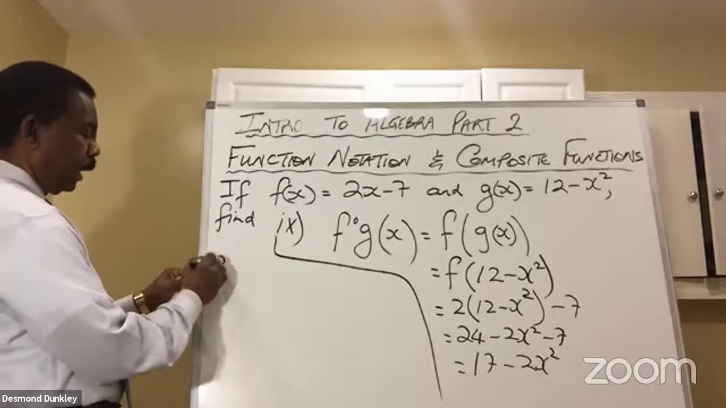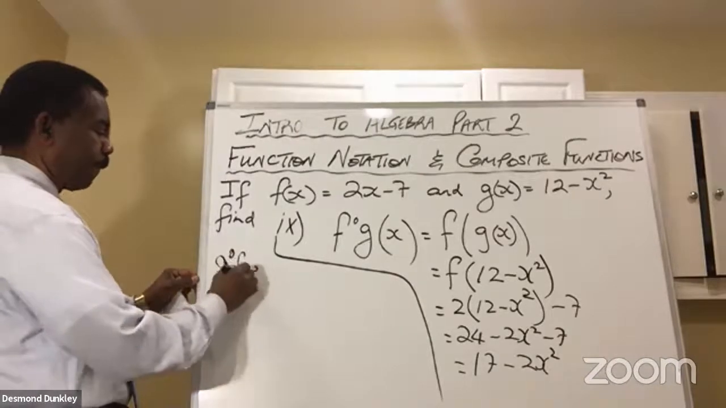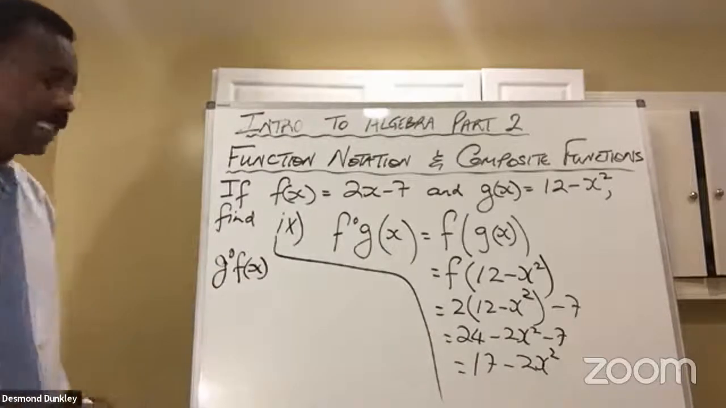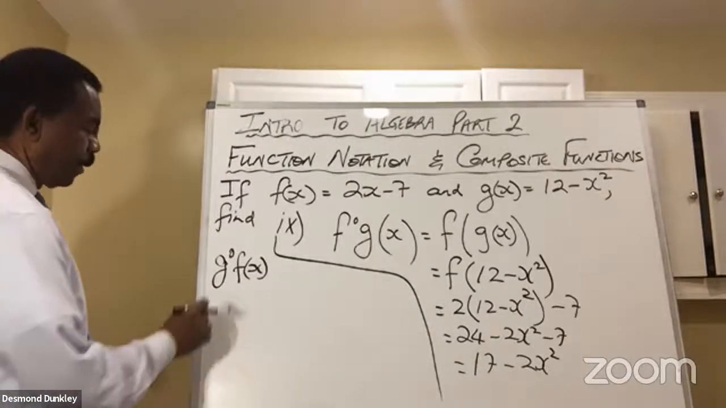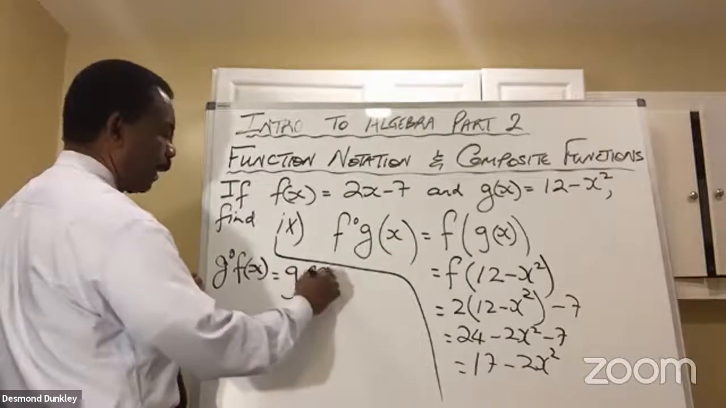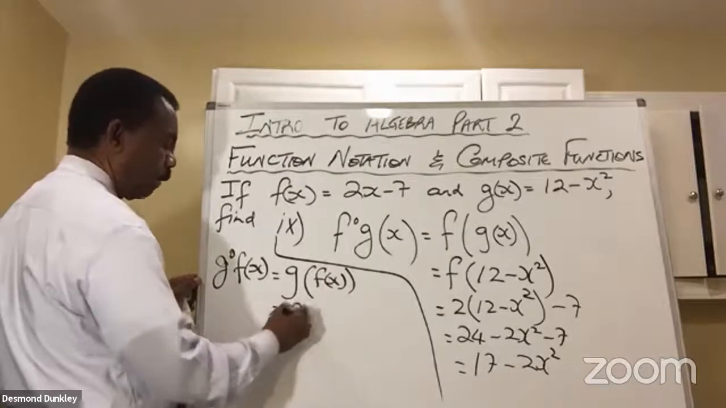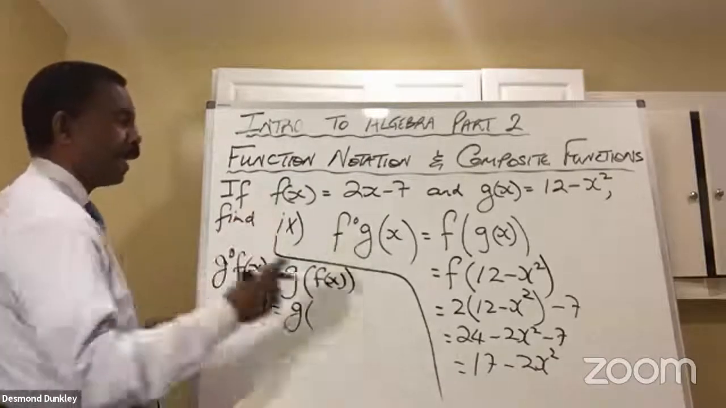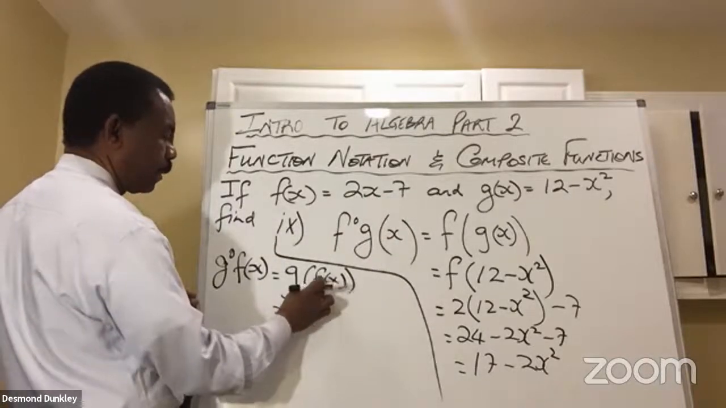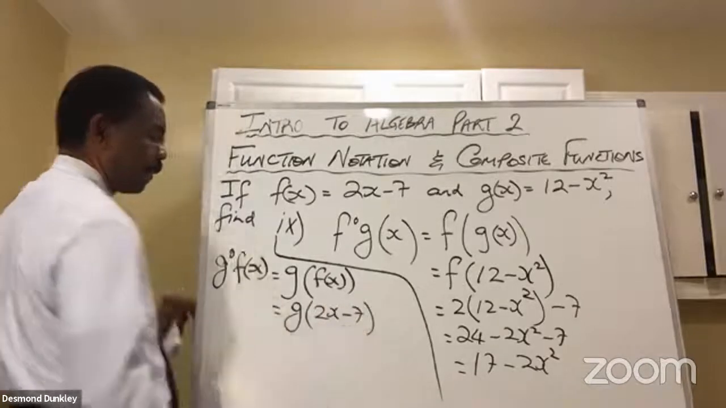And let's try g of g composite f of x. Let's see if I could squeeze this right in this corner right here. Let's see if we could get this done. So this is equal to g of f of x. So it's g of, what is f of x? F of x is 2x minus 7. So I need to replace this by 2x minus 7.